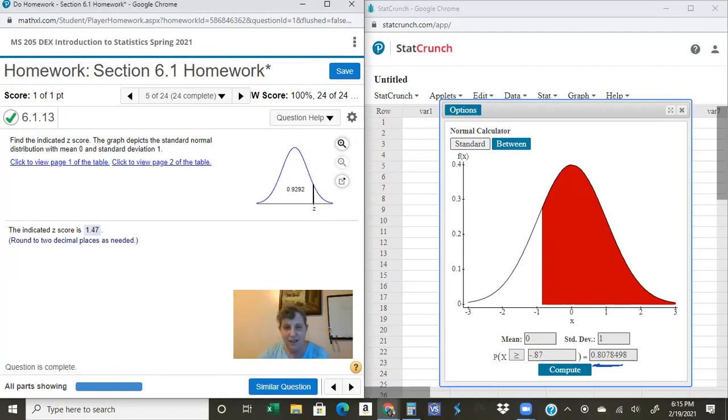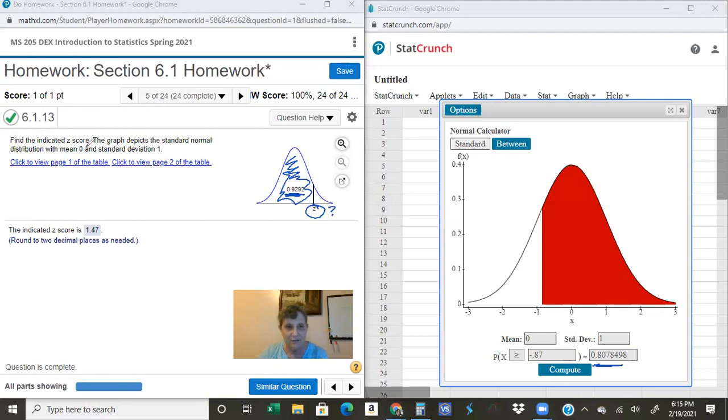On this one, they didn't color it in, but rather than giving us the z-score, they're giving us the probability. So the probability over here is 0.9292. Didn't give us the z-score. This is what we're looking for.